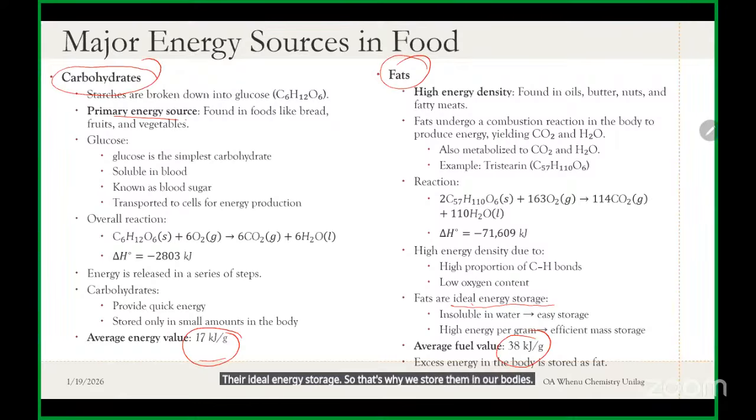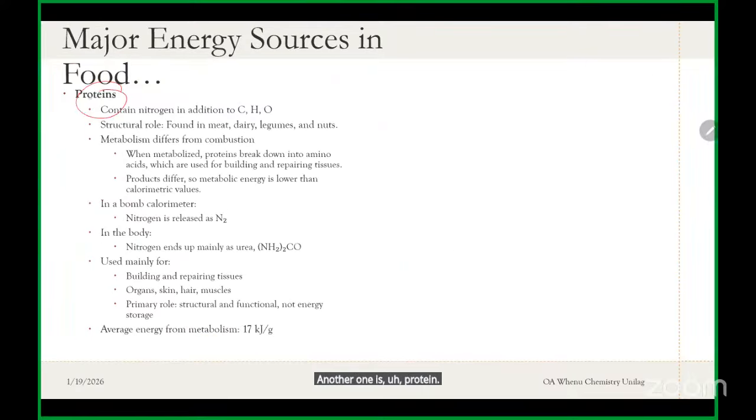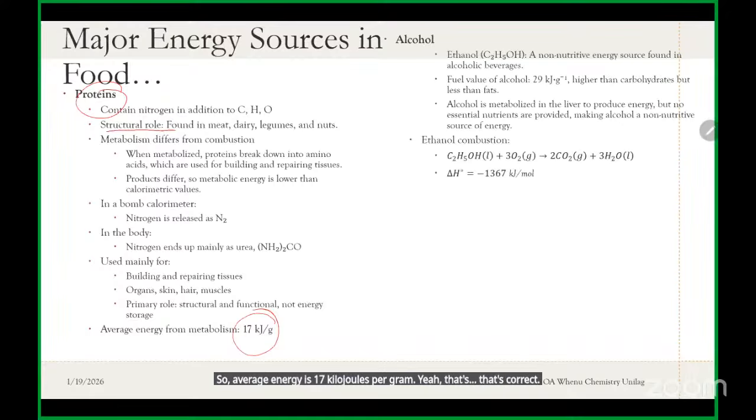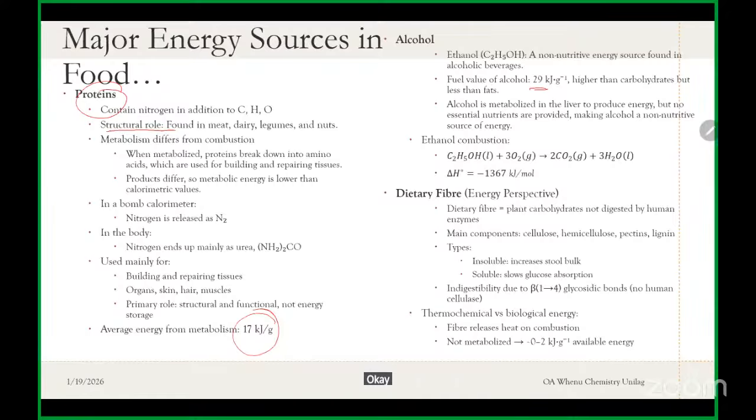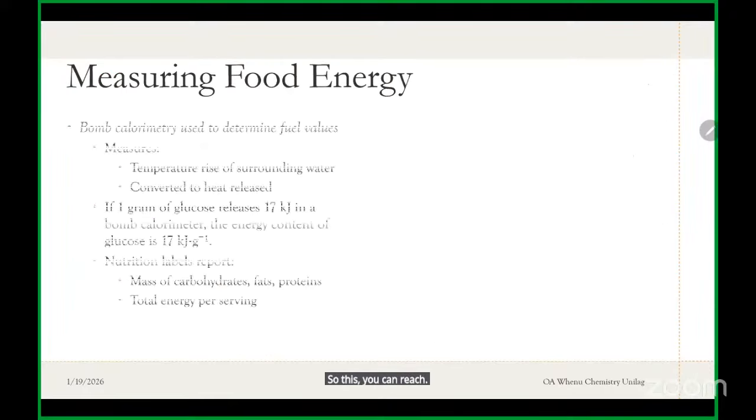Another one is protein. Protein has a structural role, and its average energy is 17 kilojoules per gram. Then we have alcohol, whose food value is 29, but it's not a good food value. You can read the others on your own.